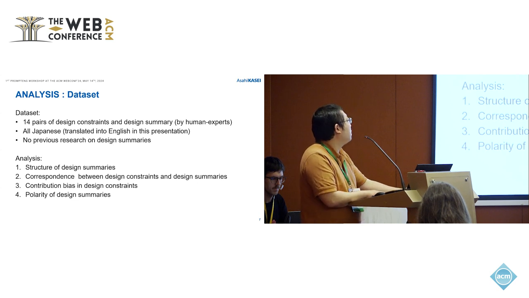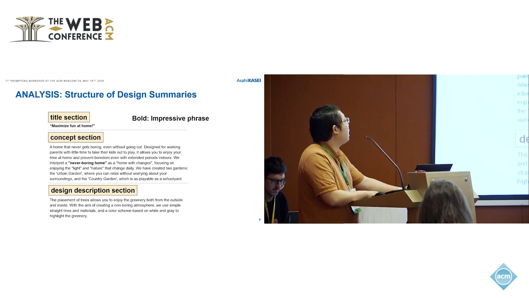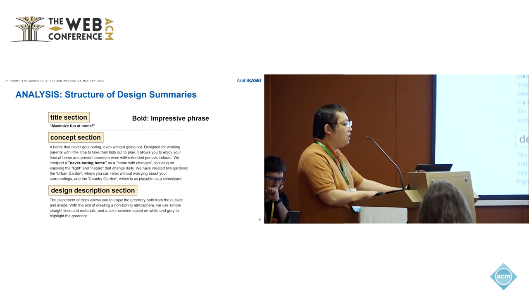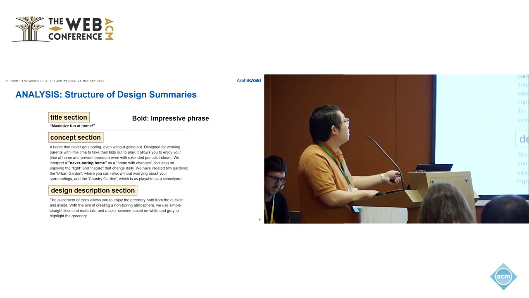The analysis consists of four perspectives, and in the following slides I explain each of the perspectives. First, we analyze the structure of the design summaries. This analysis is necessary for exploring the dataset and for thinking about how to structure the prompt. From this analysis, we found that the dataset consists of three sections: title, concept, and design description. And we found that the title and concept sections contain impressive phrases that attract the customer's interest.